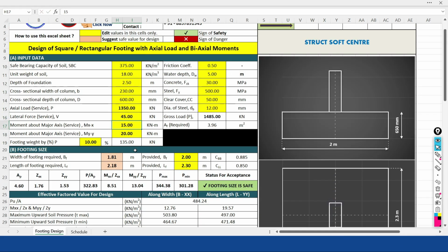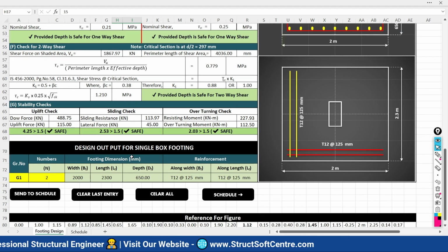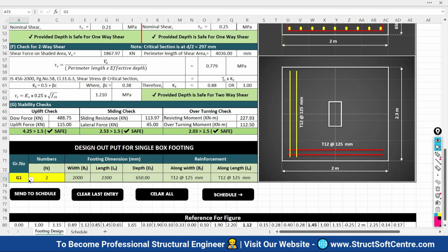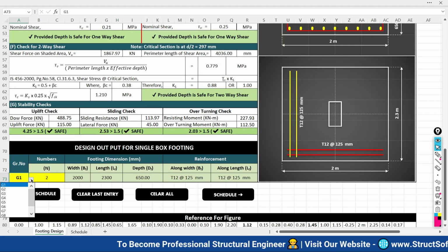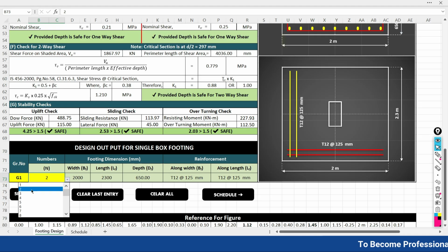Once you put the 45, automatically this check will be in active mode, and we are getting whether they are passing or not. So they all are safe. Now we have to look at the final schedule. So here footing number, or if suppose in group, you have to choose the group 1, how many number of footings are there in that group. So it is 1 footing, so you can put it as 1.